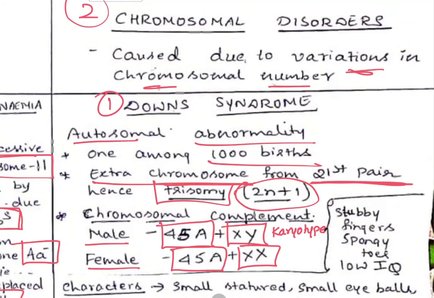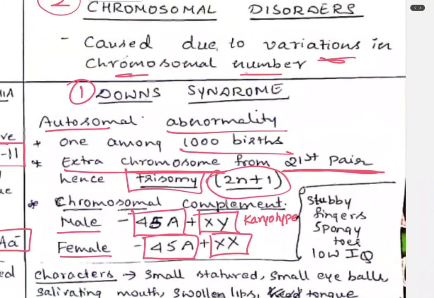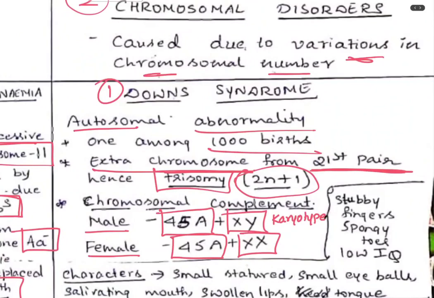Now let us see the characteristics of this Down syndrome. They have small stature, small eyeballs, salivating mouth, swollen lips and tongue, stubby fingers, spongy toes and low IQ.